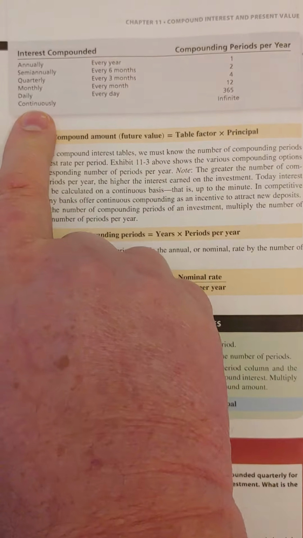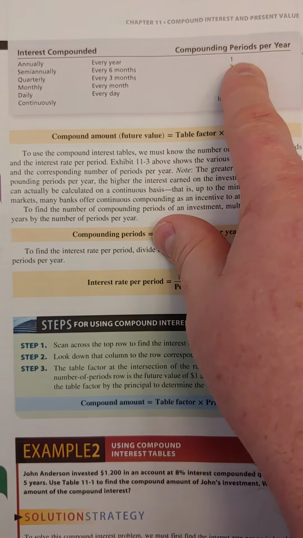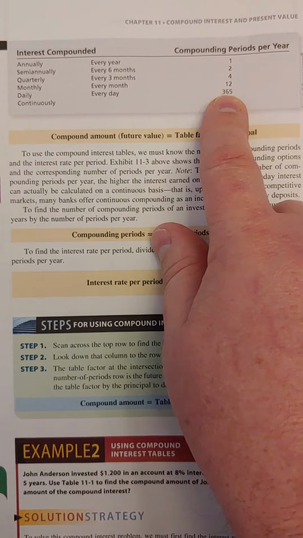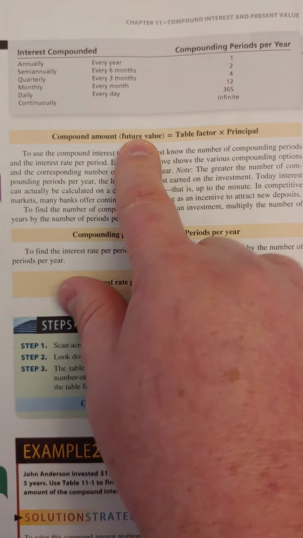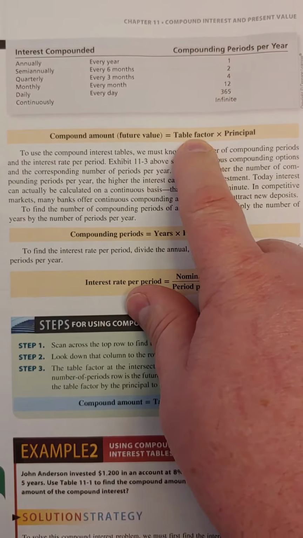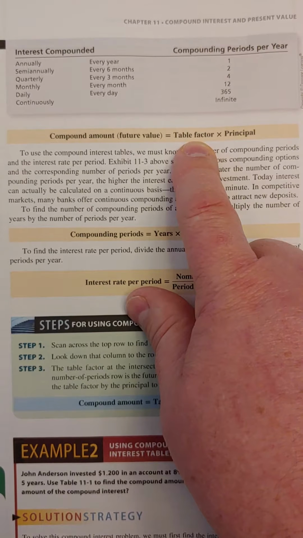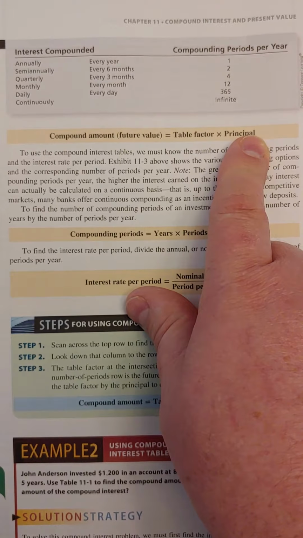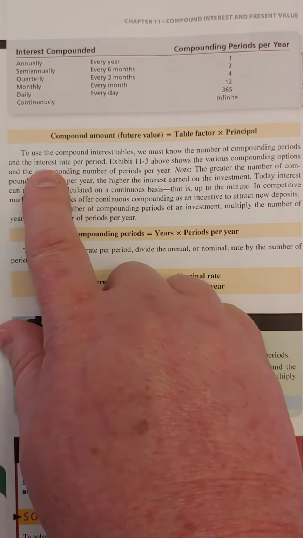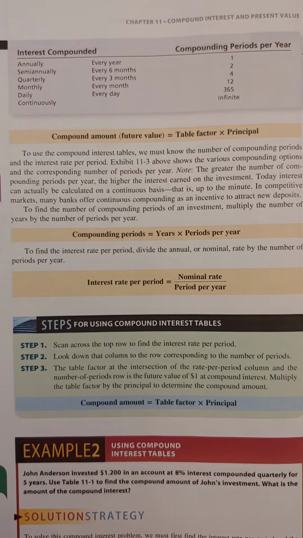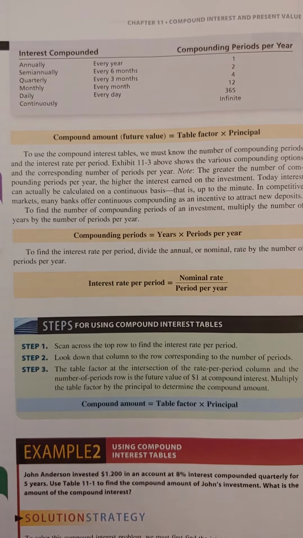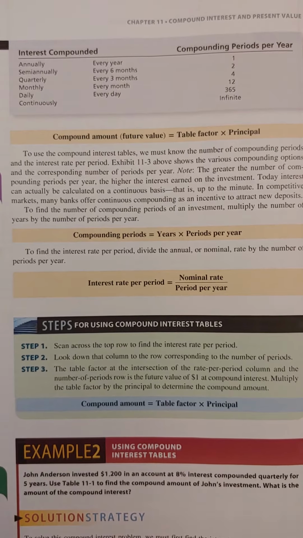Okay? But we know what it says here, so annually is once, semi-annually twice, so on and so forth from the table here. Now, the compounded amount, or the future value, is basically what I said earlier, the table factor that we found times your principal. All right? So to use the tables, we have to know the number of compounding periods and the interest rate per year, as we showed above.